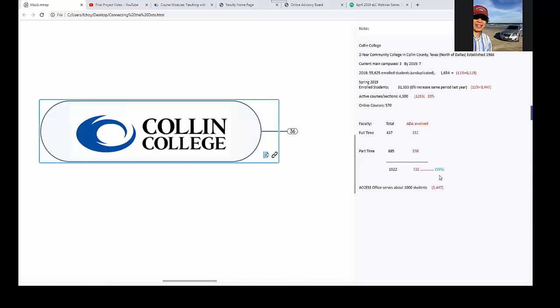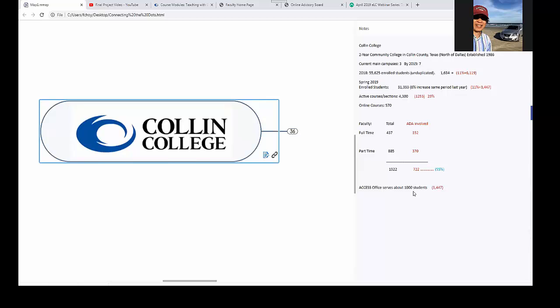So if you think that you do not have ADA students, or you think that you know who your ADA students are, which is my first question to you in my questionnaire, the answer I can tell you for sure is that you actually do not know. You think that you know, but you don't. Okay, so Access Office serves about 1,000 students.